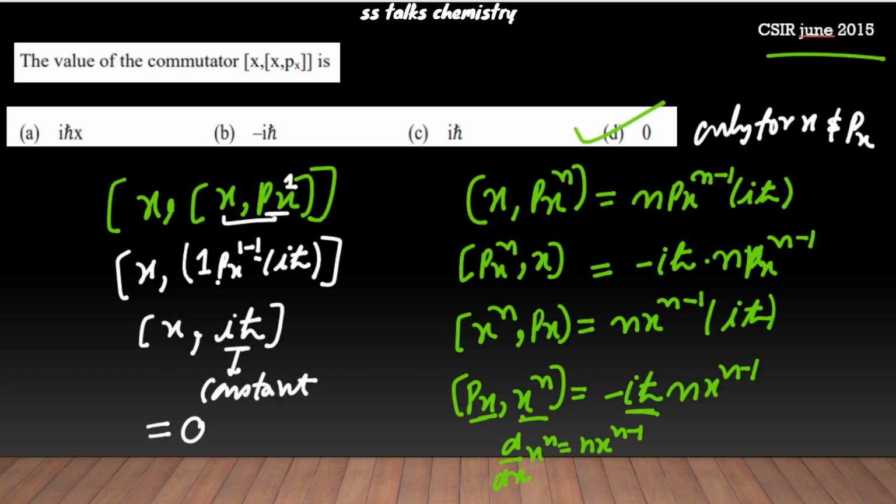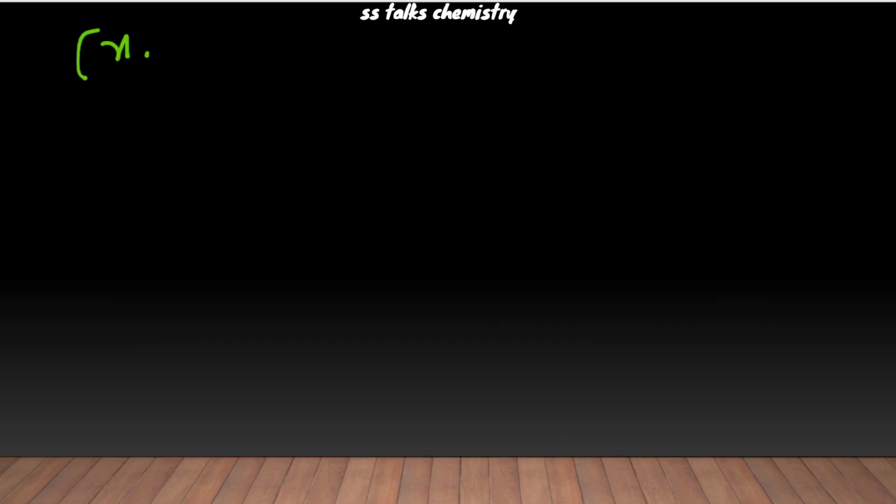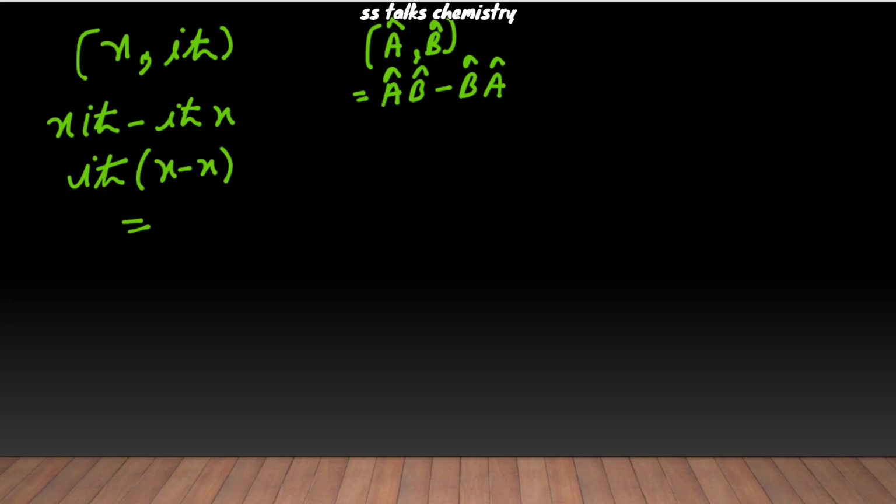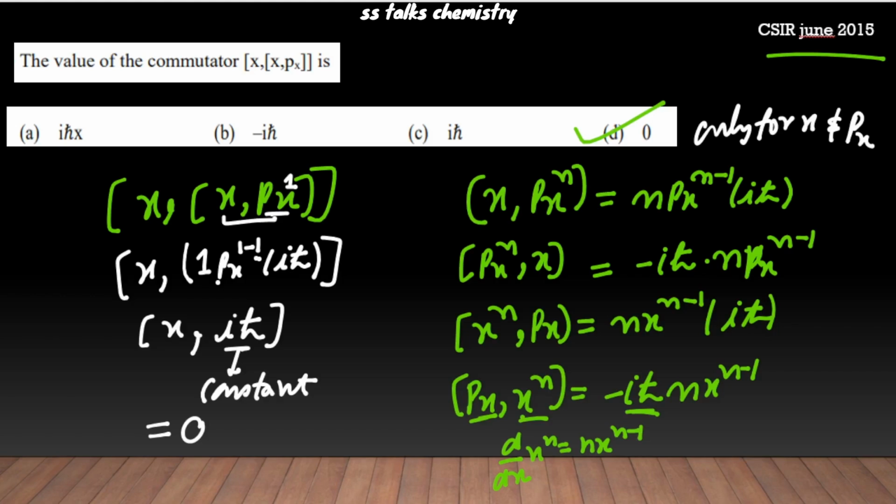Why is it coming out to be 0? You can see x commuting with the iota h cut. The commutator of the A and B operators is nothing but first A and then B, minus B into A. This is the value of the commutator. Now if I apply this formula, it will become x into iota h cut minus iota h cut into x only. Iota h cut is a constant, so it will come outside. We are left with x minus x, which is coming out to be 0. That is why with a constant, this commutator value is 0.